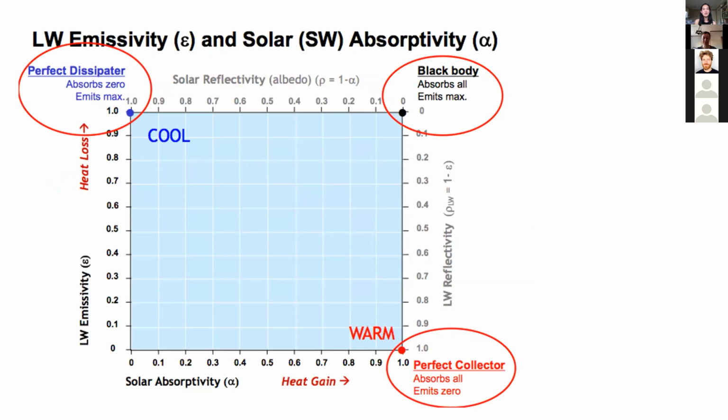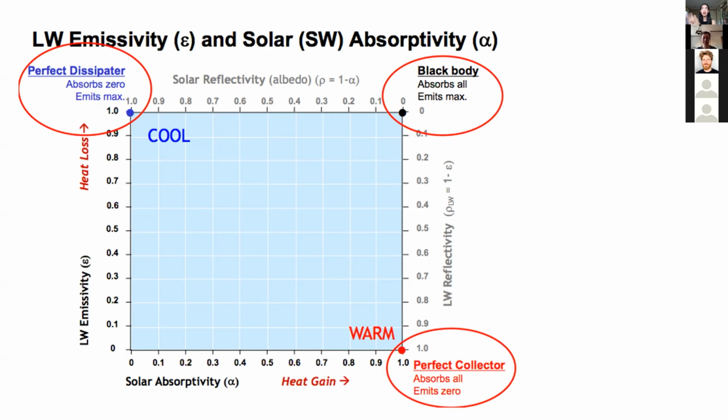Everyone loves this chart. It's a comparison between emissivity, reflectivity, and absorptivity. So looking at the different corners, let's start with the perfect dissipator. It absorbs 0 solar and emits max long waves. So that means that these materials typically have very cool properties from heat loss.